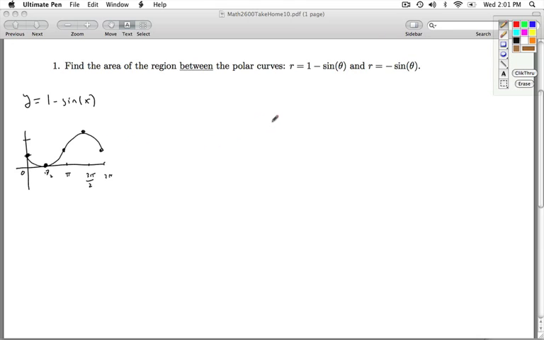Alright, so let's see what this polar curve looks like. From 0 to pi over 2, the radius starts at 1 and pulls back into the pole. So it does something like that. From pi over 2 to pi, it goes back out to 1. From pi to 3 pi over 2, it goes from 1 out to 2. From 3 pi over 2 to 2 pi, it goes from 2 back into 1. So this is one of those cardioids.